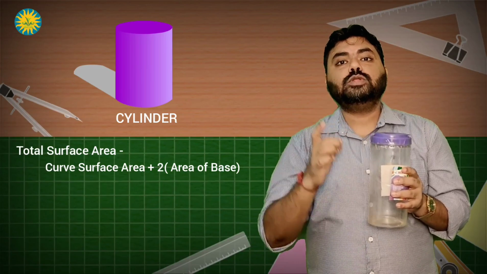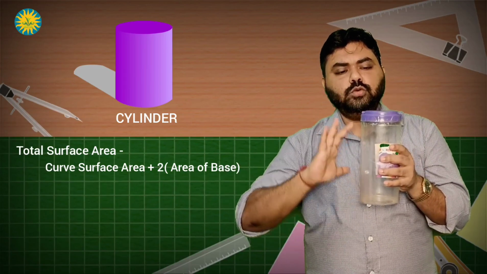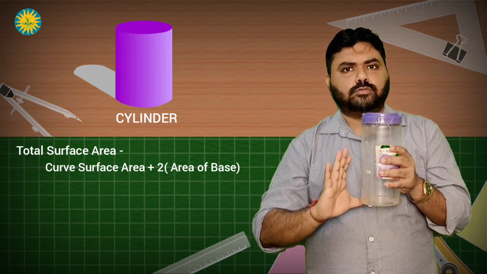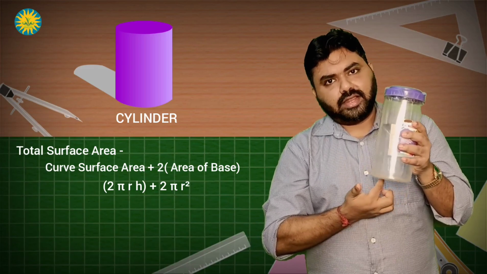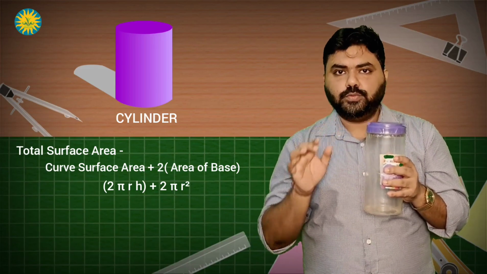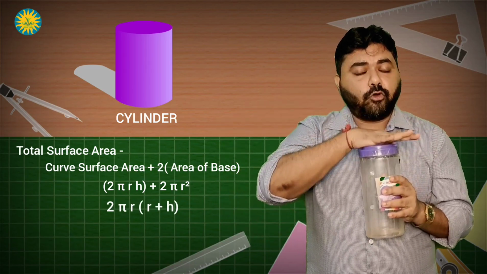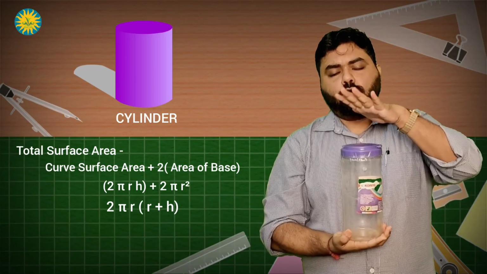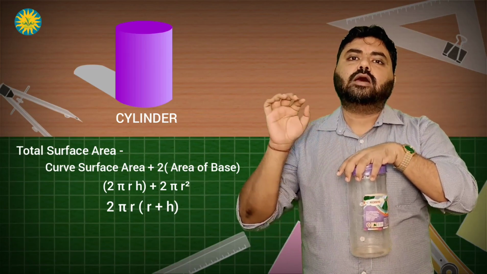And the total surface area means the curved surface area with the top surface and bottom surface. That is 2 pi r h plus 2 pi r square. Now, if we take 2 pi r common, in the bracket we will find r plus h. That is, the formula of total surface area of a cylinder is 2 pi r in brackets r plus h.